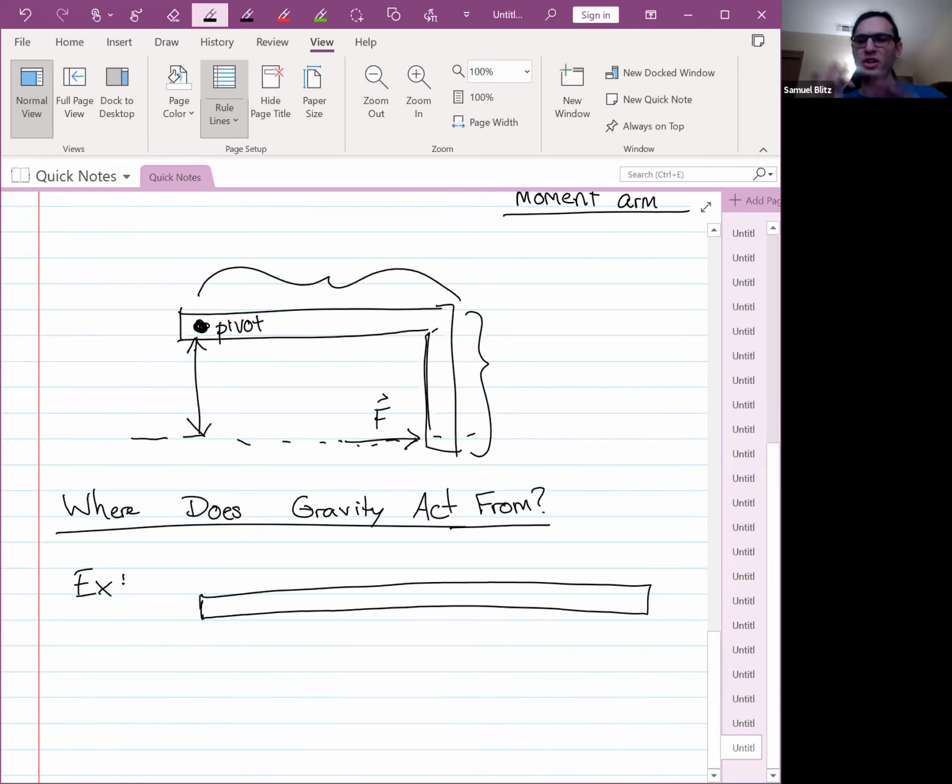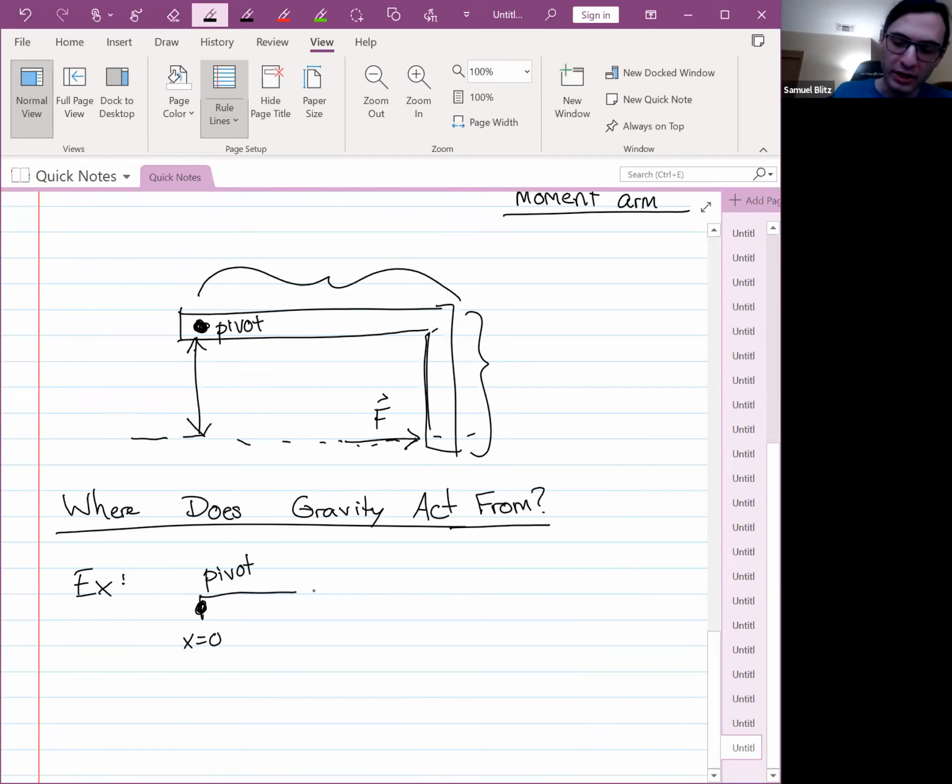The rod is made of a whole bunch of different stuff. It's not uniformly dense. Let's say we put a pivot point on the end. And just for the sake of argument, let's make this x equals 0. This is supposed to be a straight rod, by the way. I don't know why you can't draw a straight rod. Good enough. Maybe this end is x equals L.